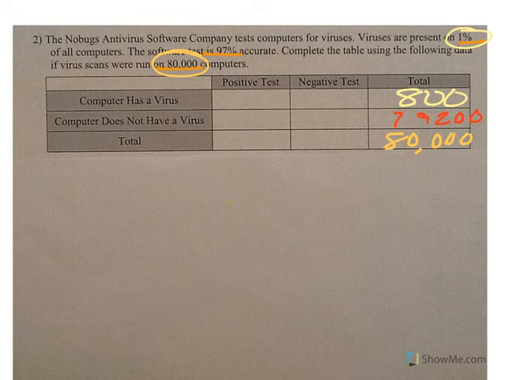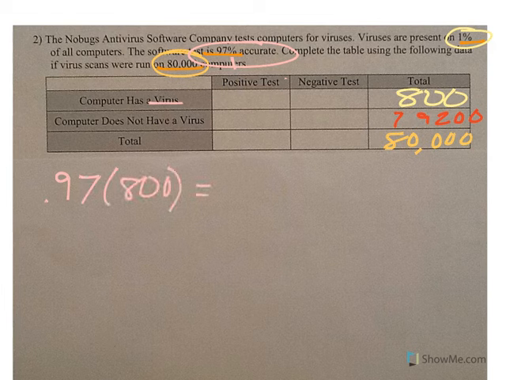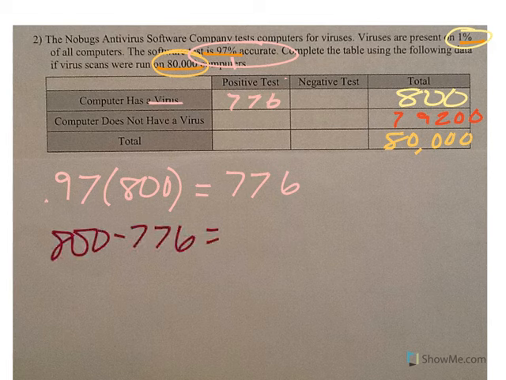So now we look at the accuracy rate. If your computer has a virus, we expect it to test positive. So this is where the 97% rate will come in. I'm going to take 97% of my 800 computers that have a virus, and that tells me that 776 of them will test positive. And if I had 800 and 776 of them tested positive, that means 24 of them tested negative.